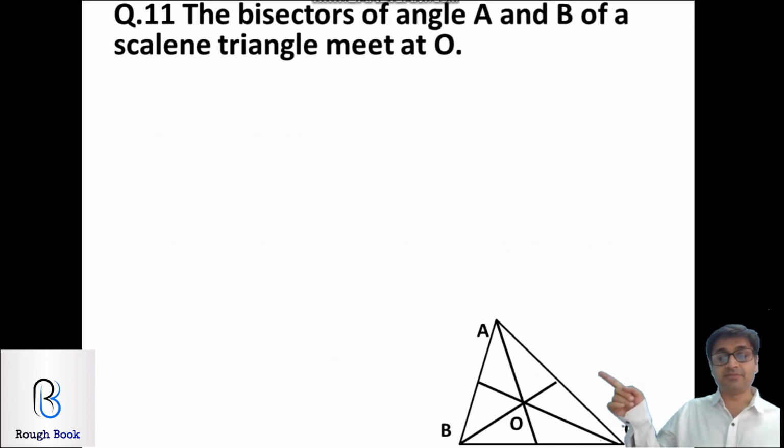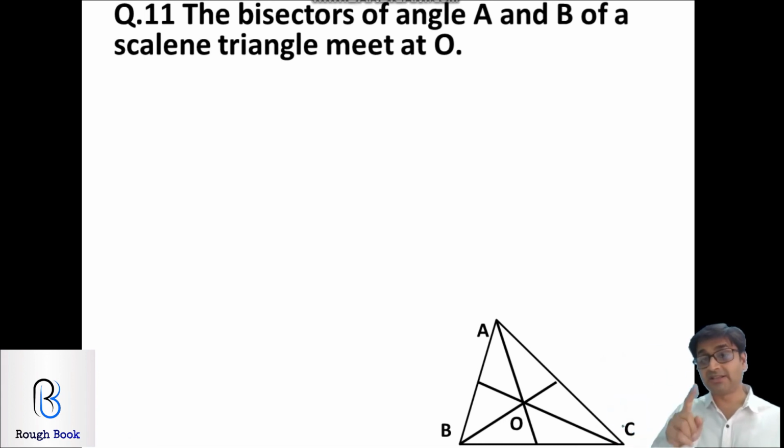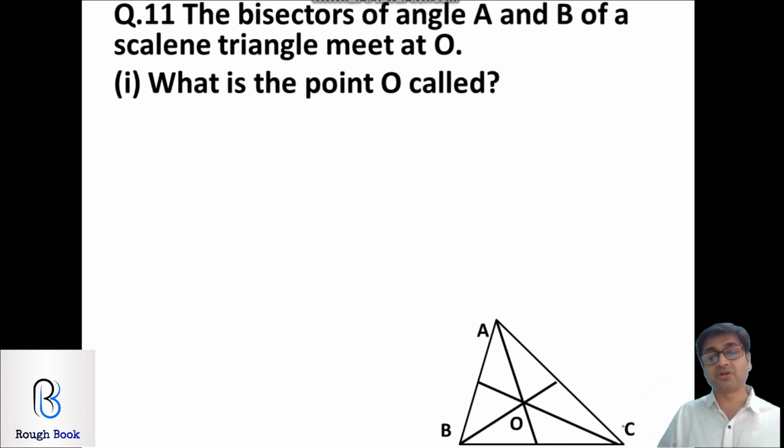Next one, 11th. Bisectors of angle A, B and C. So can you see the bisector of A and the bisector of B which I have drawn meeting at point O. From there what can you draw? Angle bisector, incenter, IA, Indian Airlines. So what will point O be called? That's your first question. Incenter, superb.